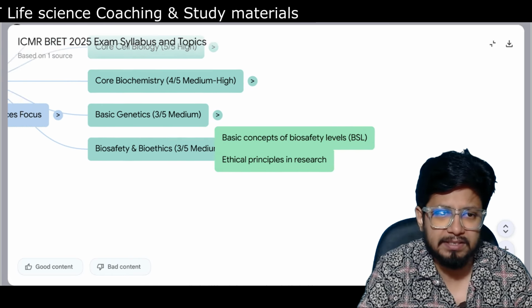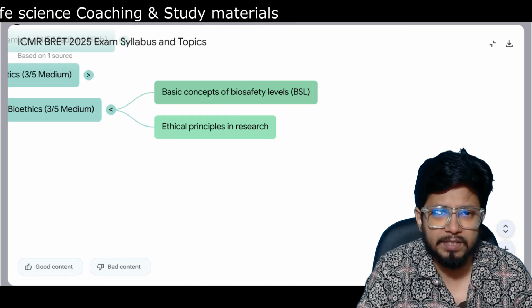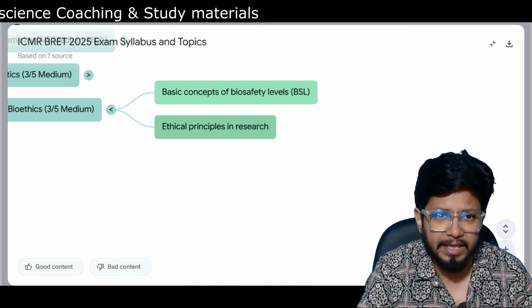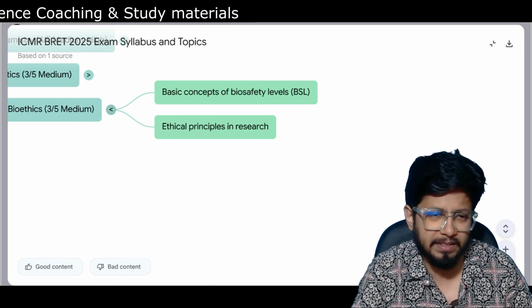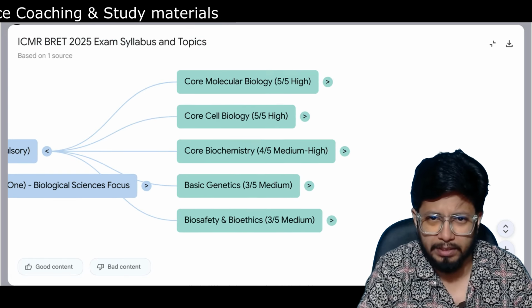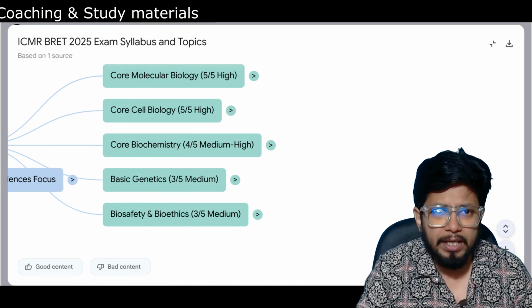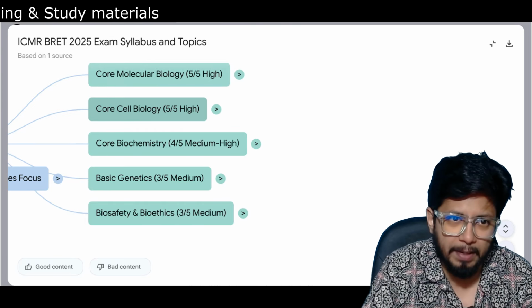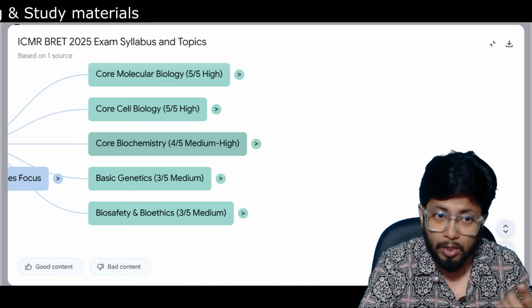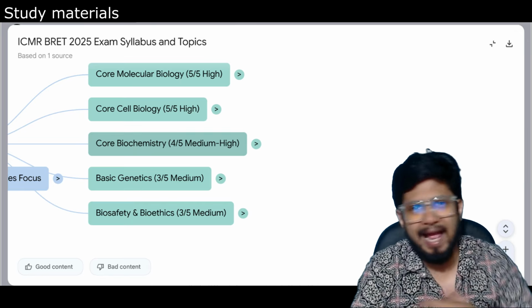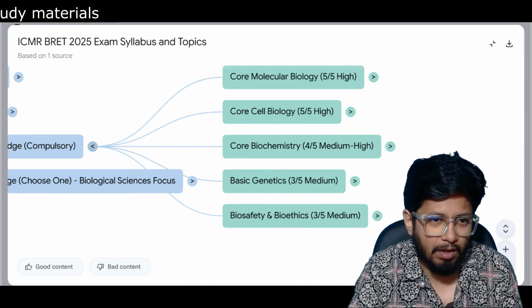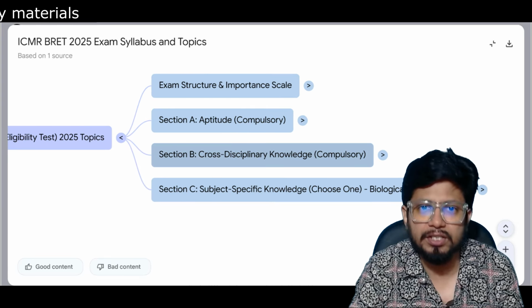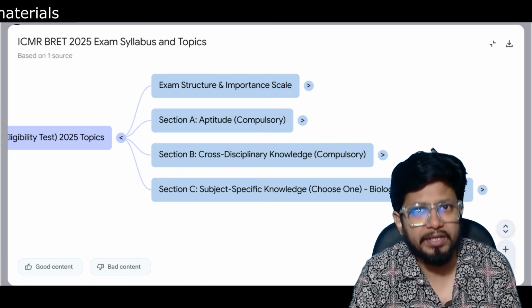Biosafety and bioethics, 3 out of 5. Basic concepts of biosafety level, BSL, and ethical principles in research, least important among all the other things. So if you want to prepare 3-4 major things, then that will be molecular biology, cell biology, immunology, biochemistry and genetics. That's all related to section B, cross-disciplinary knowledge.